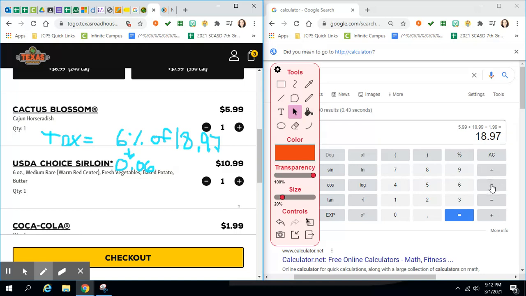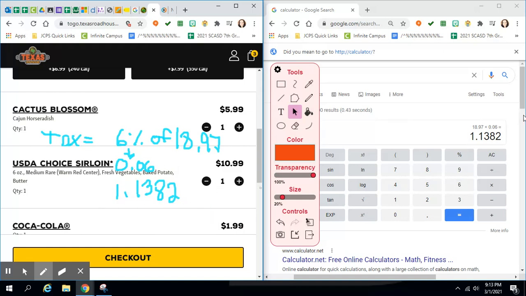So I'm going to come over here and do that. Multiply that by 6%, and I'm going to get a tax of, okay, that's weird. It says 1.1382. I said that's weird because this is money, isn't it? And you're never going to see a sales tax that looks like this.